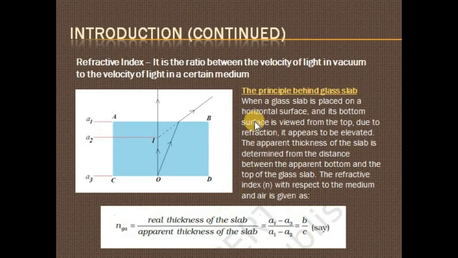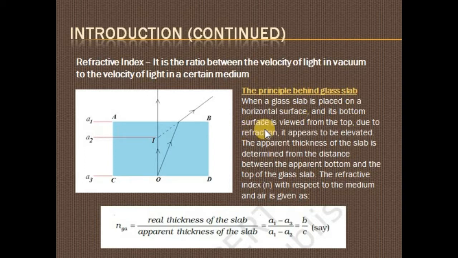Now since we are going to find the refractive index of a glass slab, or the glass material, it is known that the refractive index of glass is about 1.54, and since it is a ratio between velocities, it is a dimensionless quantity.